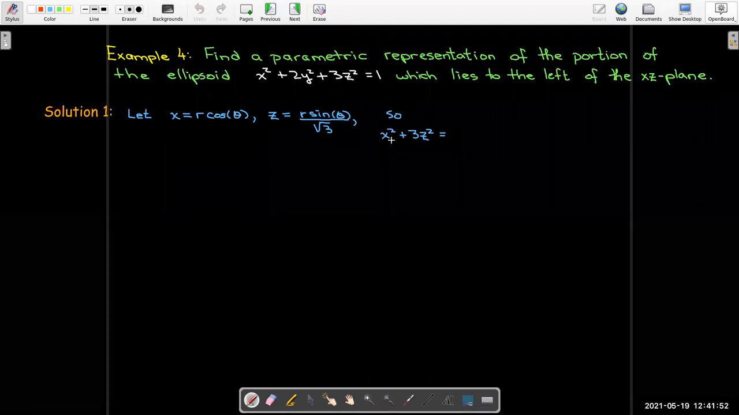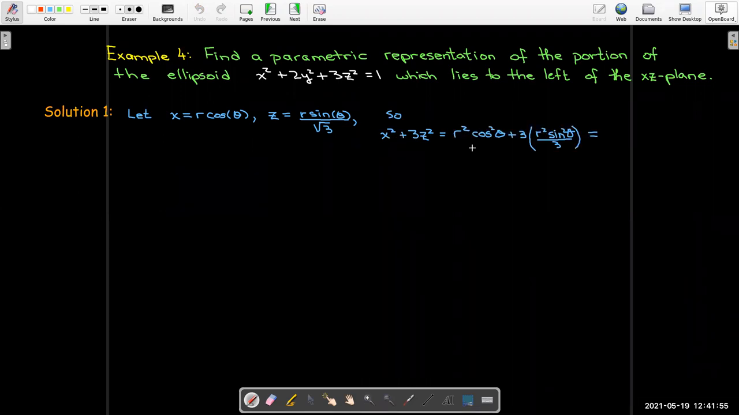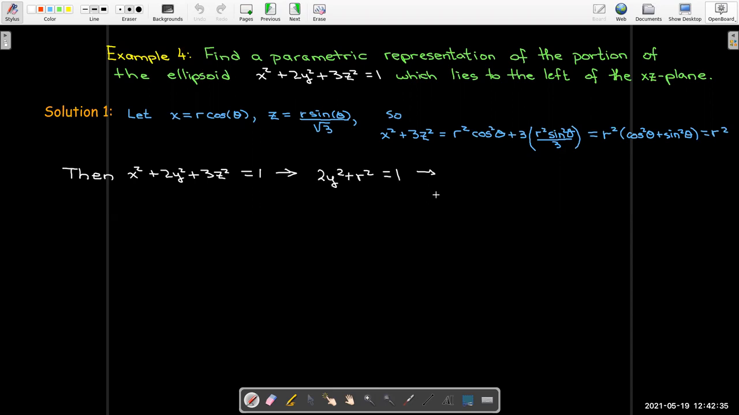All right, but I can still take advantage of that. X squared plus 3z squared is r squared cosine squared theta plus 3 r squared sine squared theta over 3. So let's go ahead and multiply that out. So now you can see again why we had that radical 3 in the denominator. That way I'm left with just r squared sine squared theta. I can factor the r squared out. And so that would give me r squared. So now I can rewrite my original equation and replace the x squared plus 3z squared with r squared.